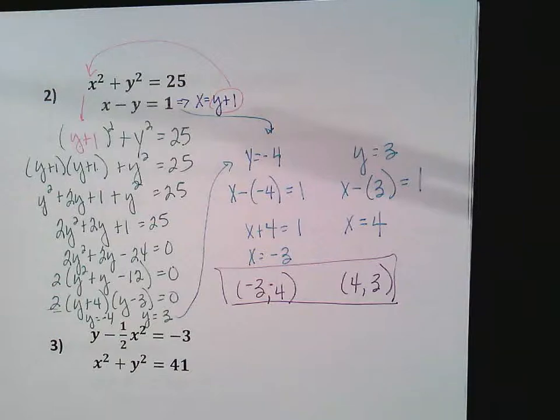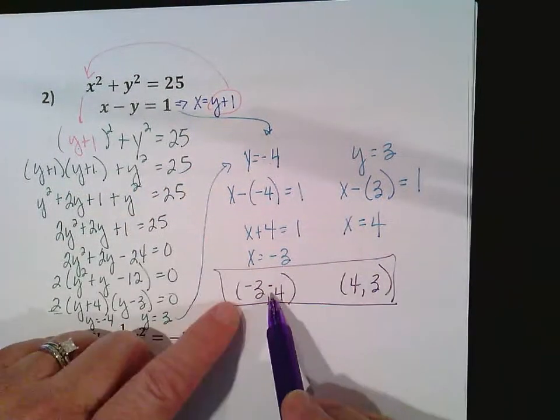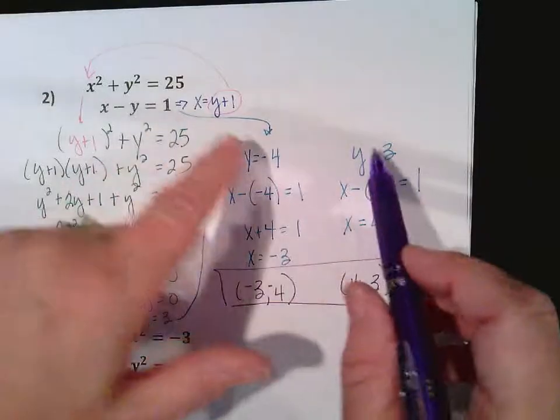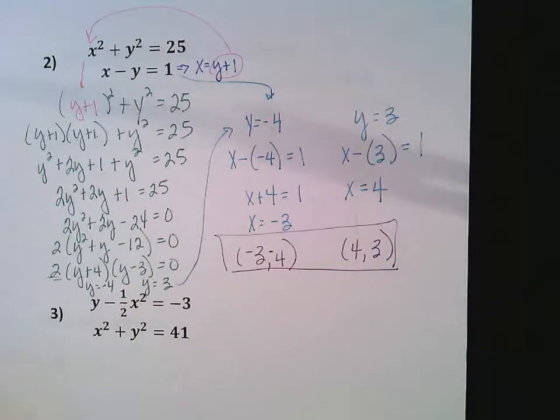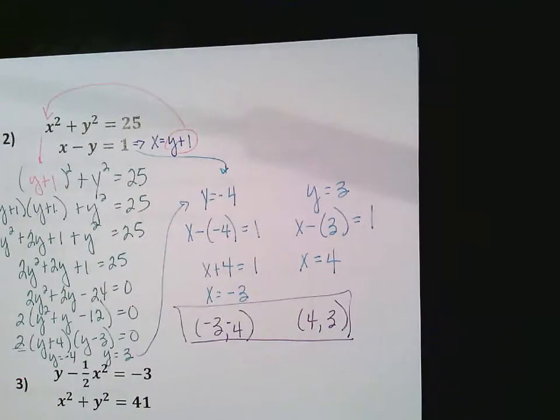So the key here is not to stop when I find one variable, because you have to have both variables and put them into an ordered pair. In number 1, I only had one value. This time I have 2. Both of those values have to be plugged back into an original equation to solve so that you get both solutions.